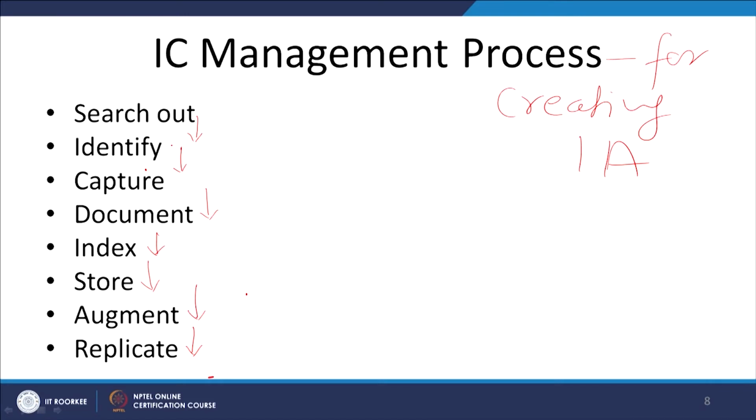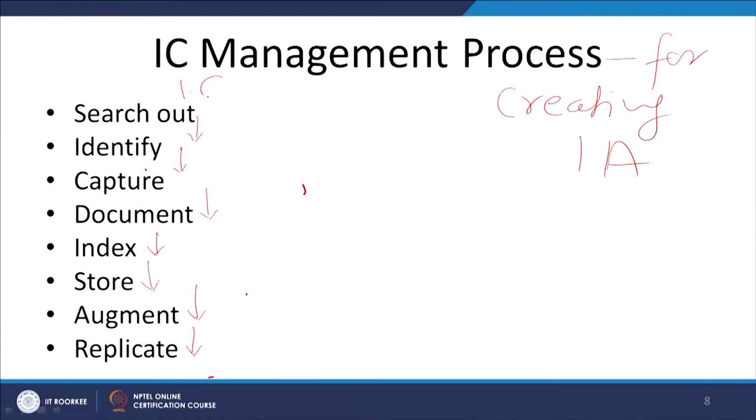So these are the different steps in the process of intellectual capital management, and finally when we are doing all these things, we are actually converting our intellectual capital into intellectual assets. So here it is intellectual capital, and finally when you are replicating, it becomes intellectual assets.